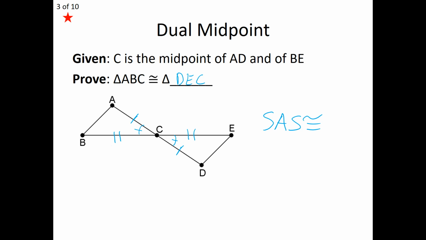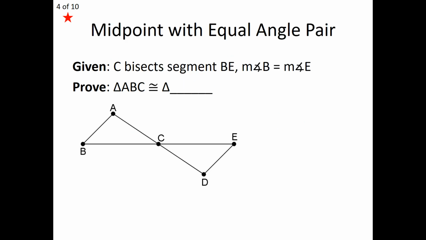We love midpoints. Let's do a similar example. Let's say we just have one midpoint this time. At this time, we also have an equal pair of angles given to us. So in our given, and same diagram actually, we have angle B and angle E given to us, but we're also told that C is a midpoint of just one segment.